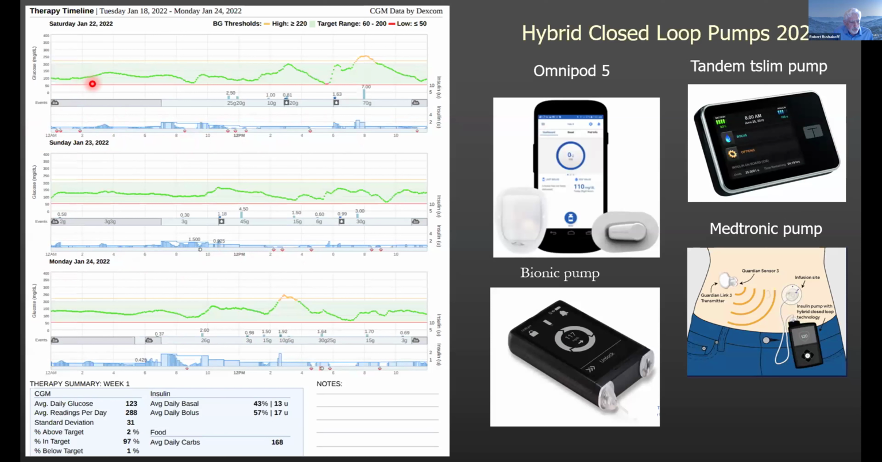And what you see is the blood sugar starts going up here. The pump starts giving a little bit more insulin there. Blood sugar is coming down here. The pump turns down and then turns off. So there's no insulin being given here. And what's nice is this really reduces the risk for hypoglycemia in these patients.